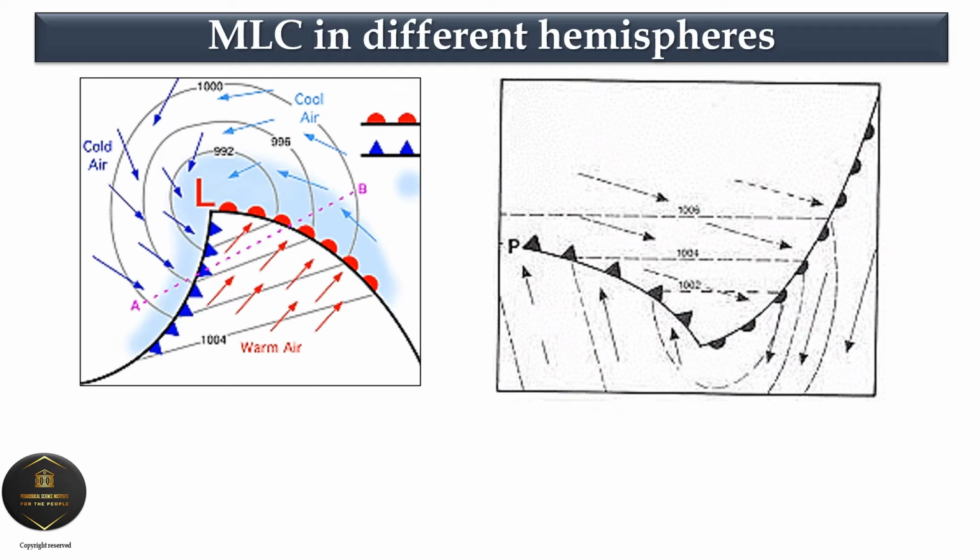To make things easy, let me draw a diagram to represent that. The diagram shown here is representing a mid-latitude cyclone in the northern hemisphere, and this one is representing a mid-latitude cyclone in the southern hemisphere. Let me draw a diagram to show you why I am saying so. I'm going to draw half the Earth and another half Earth here.